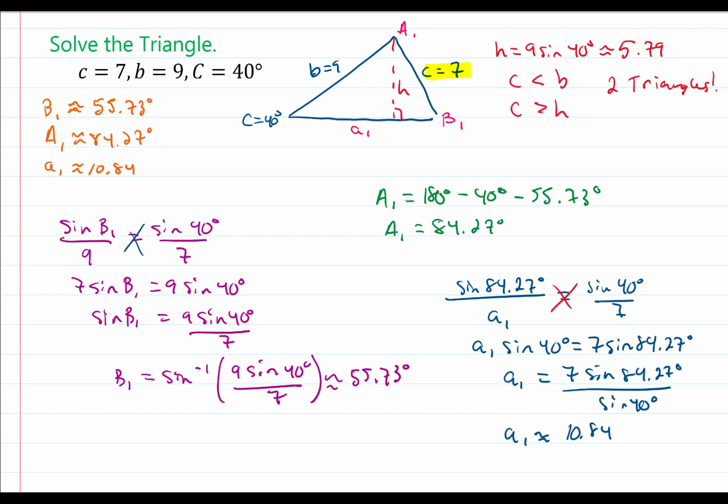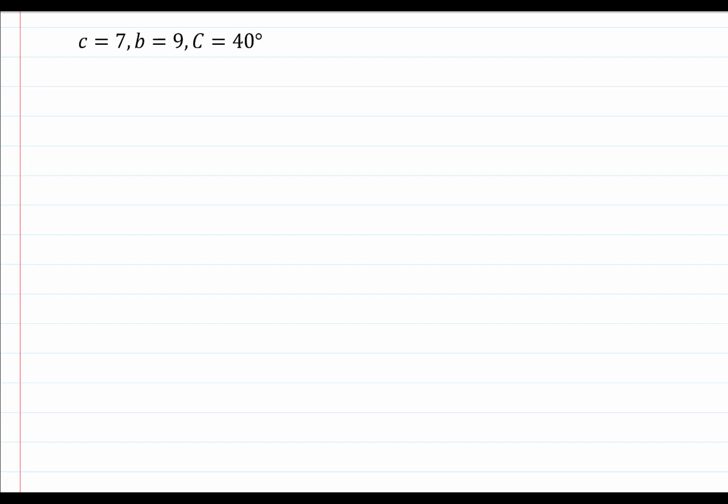And so now we have solved this acute triangle that satisfies the information that we're given. But there exists a second triangle that we now need to solve for. The information we're given here is the same, where we have side C of 7 units, side B of 9 units, and angle C of 40 degrees. We know that this results in a second triangle that happens to be obtuse.